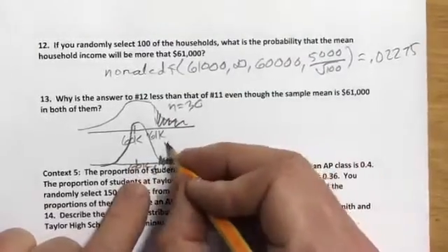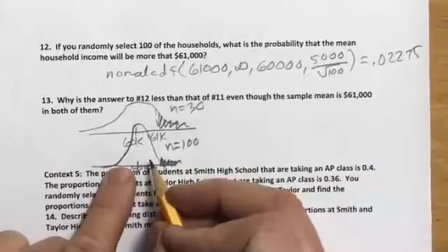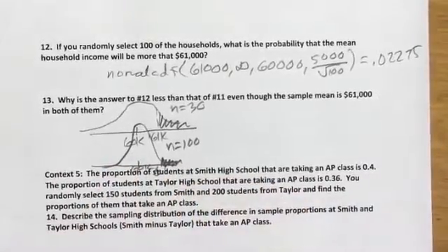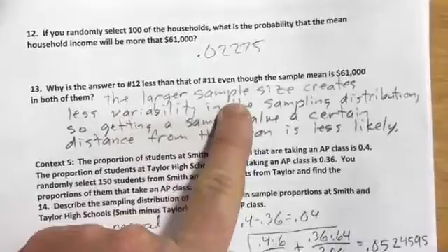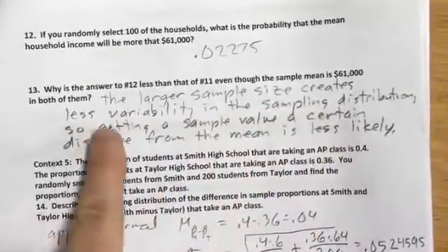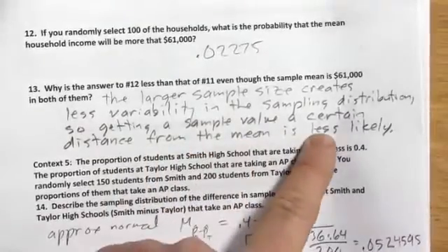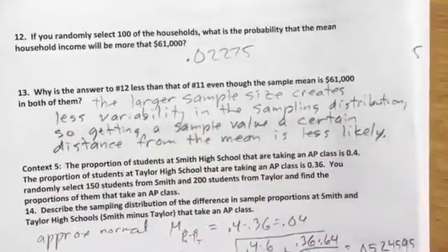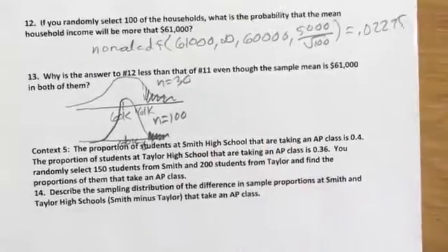The increased sample size creates less variability. It scrunches together the x bars. And so the way you'd word that would be this: the larger sample size creates less variability in the sampling distribution, so getting a sample value a certain distance from the mean is less likely. That's the exact same thing we said before with the proportions. So there you go, that's the answer to that.